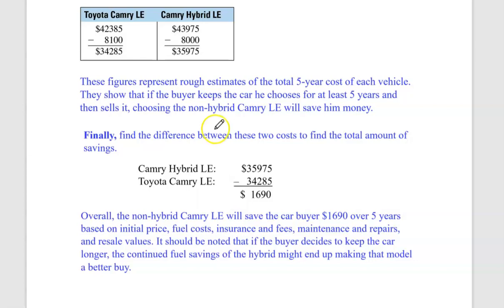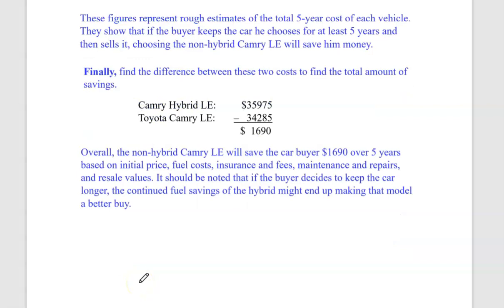So how much will it save him? Well, take your 35,975 minus your 34,285, which is what they did right here. They got 1,690 when they subtracted those two. Okay, so that's the end of section 1.1 and 1.2, addition and subtraction of whole numbers.